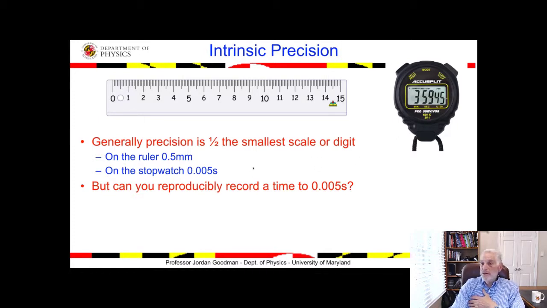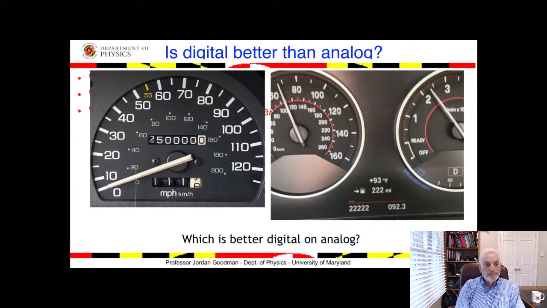The question is, even though I can record something to 5/100ths of a second, do you really think I could measure something to 5/100ths of a second? My bet is the answer is you can't. The precision of the device isn't the limiting factor, it's your ability to record and press the device.